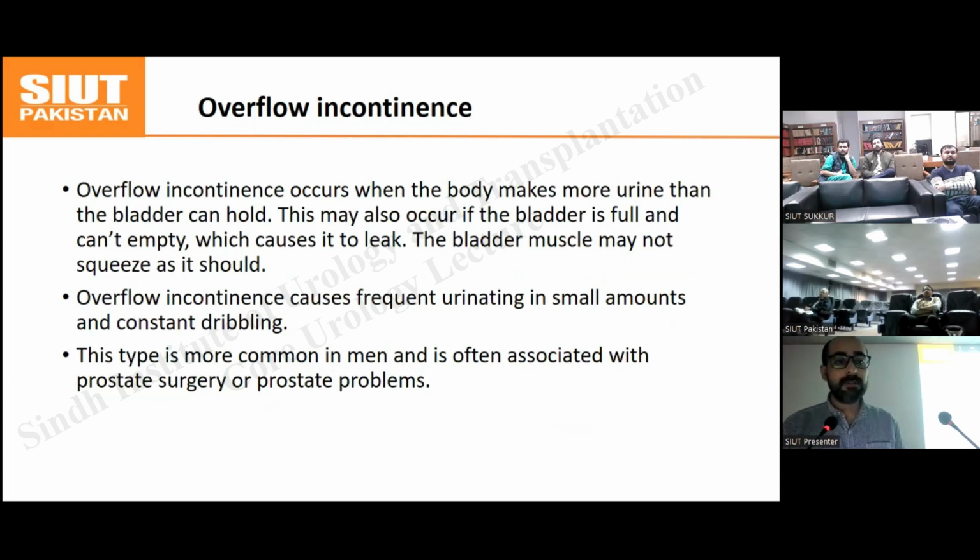Overflow incontinence occurs when the body makes more urine than the bladder can hold. This may also occur if the bladder is full and cannot empty, which causes it to leak. The bladder muscle may not squeeze as it should. Overflow incontinence causes frequent urination in small amounts and constant dribbling. This type is more common in men and often associated with prostate surgery or prostate problems.